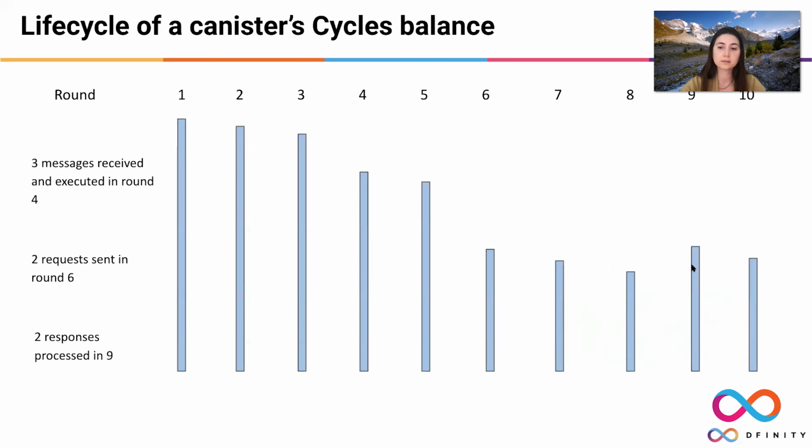And round 9 is an interesting outlier. In this round, the balance has increased slightly because we have received 2 responses, and with the 2 responses, some refunds. Those refunds accumulated to the balance and have now increased the balance of the canister. But then again, we see a slight drop in round 10 because of the resources that we have to pay for.